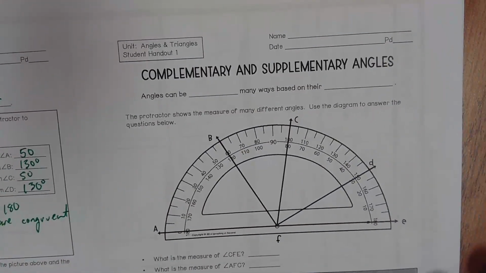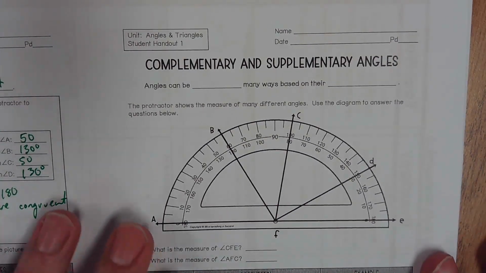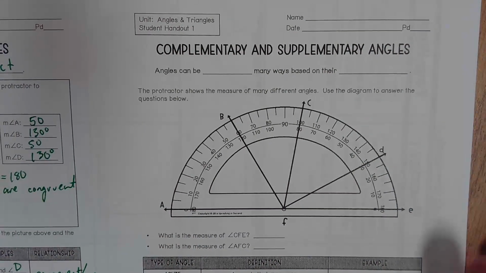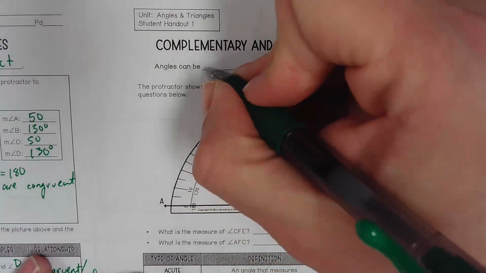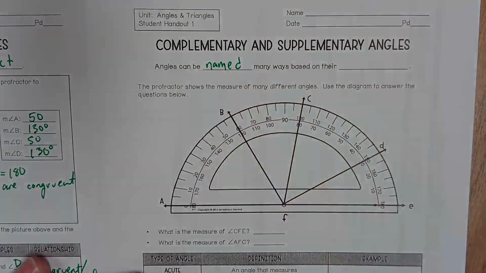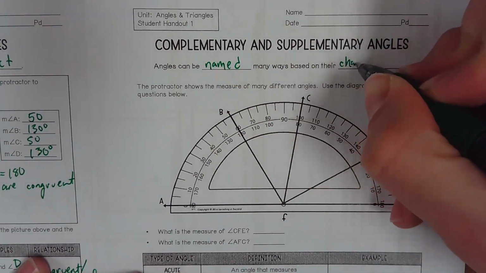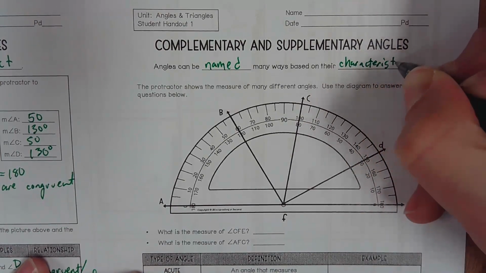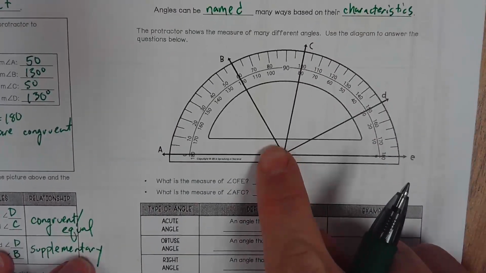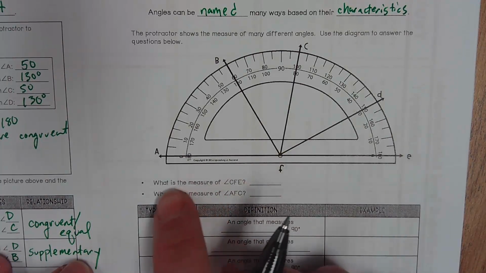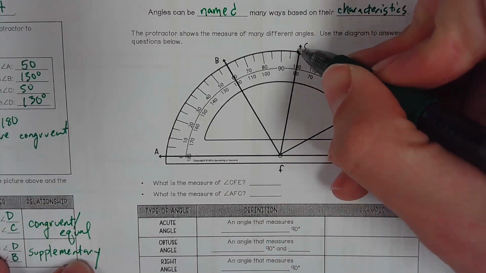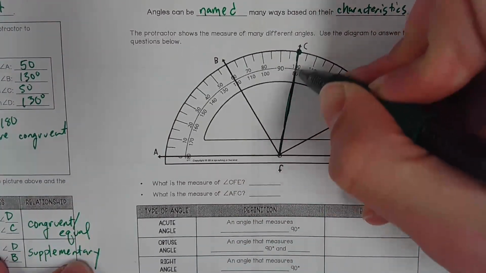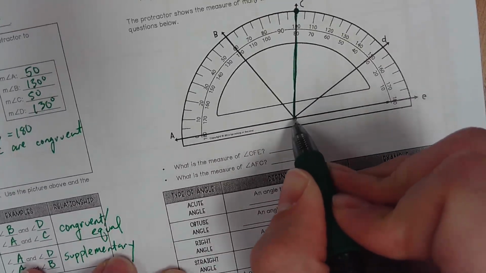Now let's jump to the second page of notes real quick. I know it's a lot today to be soaking in, but some of this stuff should be somewhat familiar, especially from this page. All right. Angles can be named many ways based on their characteristics. So if we're looking here, we need to find the measure of CFE. So just trace that, start at C. We're going to go down here, and we're going to go over to E.